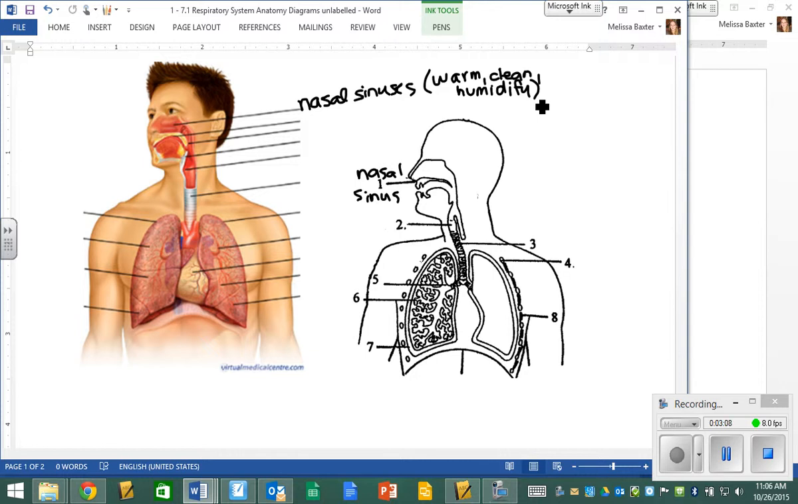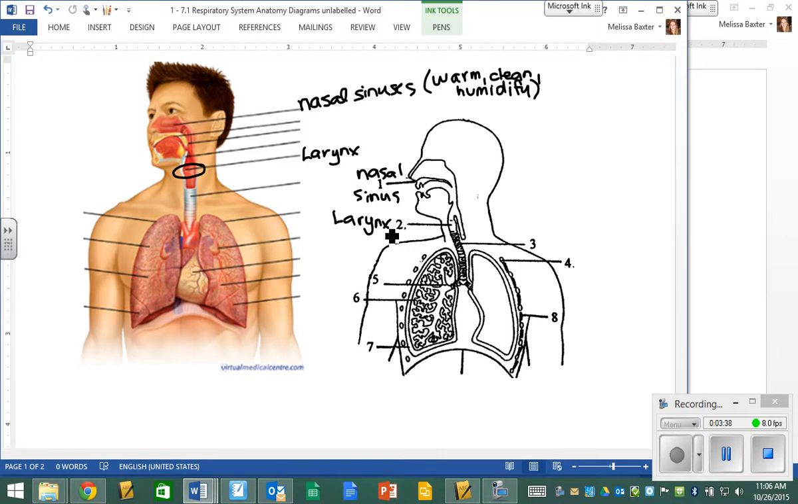Now the next few structures, some of them are on the diagram on the left only, like they're only labeled there, and some of them obviously are not. I'm going to start with number 2 because it's on both of them. Number 2, which would be this line here and over here, this is your larynx. Does anyone know what your larynx is?